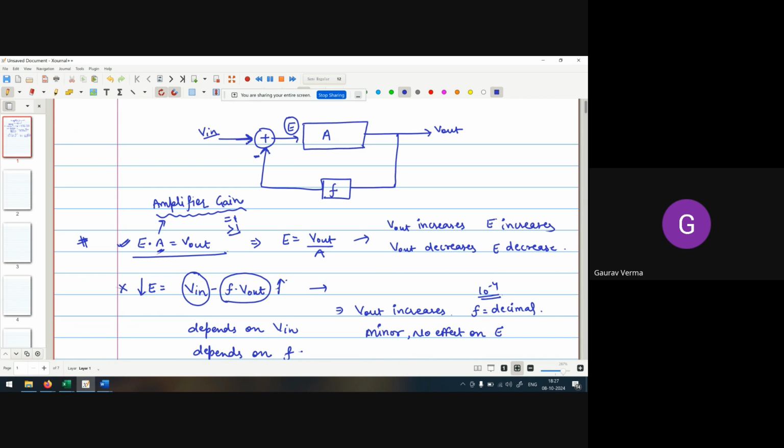So in case V in is 0, so what is the value of F? Two unknown parameters. So F is, even though it's very small, it will take E into the negative direction, right? Whether it's 10 raised to power minus 6 or 10 raised to power minus 5, that's fine. But then it will get multiplied by A, right? So basically a small negative multiplied by A will be a large negative.